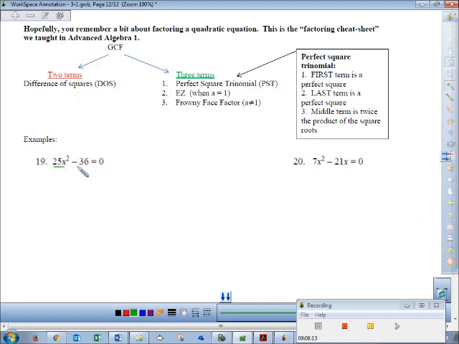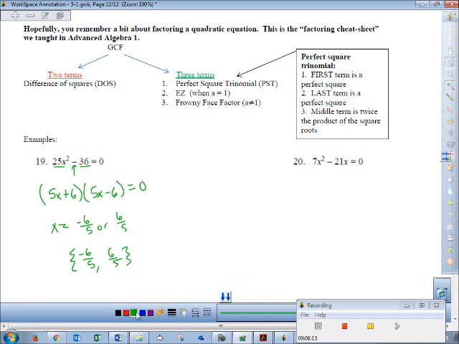So that's a perfect square, that's a perfect square, and that's a difference. That's a difference of perfect squares. So that factors into conjugates of the square roots. One of them's a plus, one of them's a minus, equals 0. Zero product property, x equals negative 6/5 or 6/5. And that was a nice one.